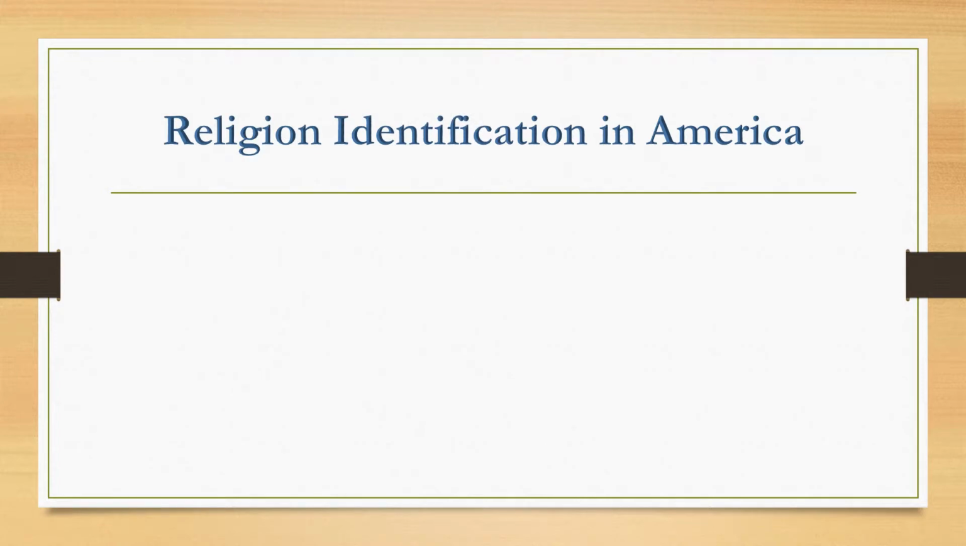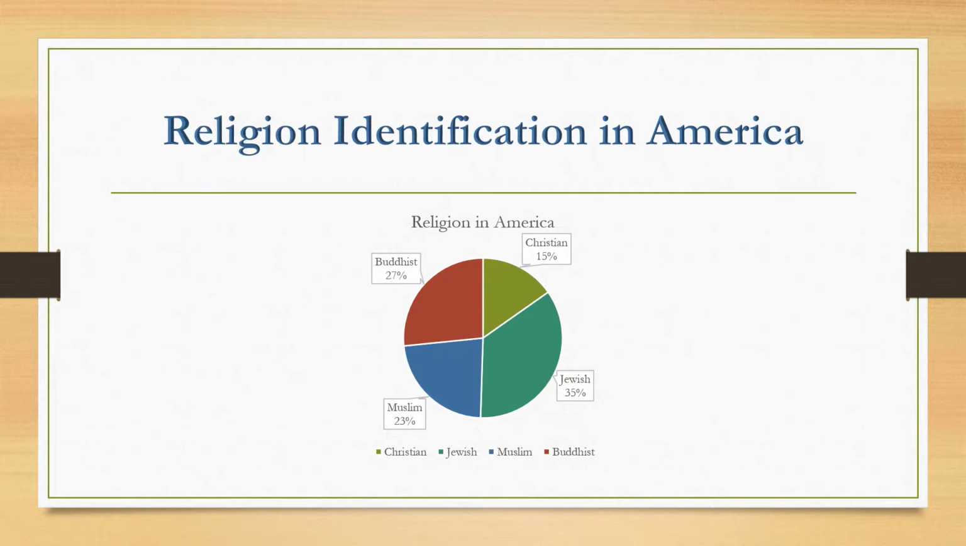Religion identification in America. Here we have a pie chart of what religion people in America mainly identify as. So 15% identified as Christian, 35% identified as Jewish, 23% identified as Muslim, and 27% identified as Buddhist.